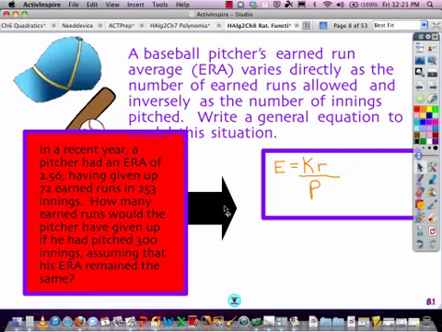in a recent year, a pitcher had an ERA of 2.56. So we know where that goes. 2.56 is our ERA. Having given up 72 earned runs. So 72. And that was in 253 innings pitched. So 253. So right there's our situation.